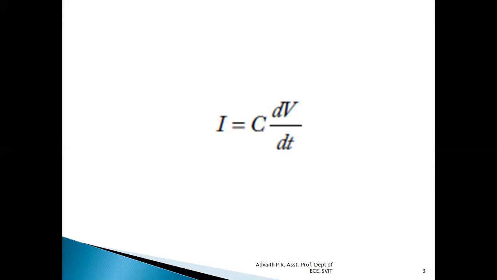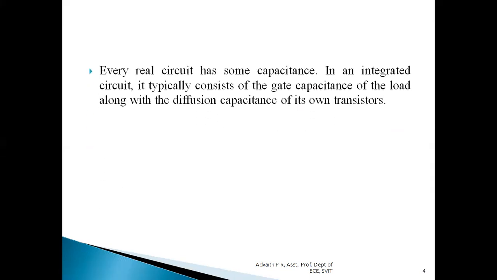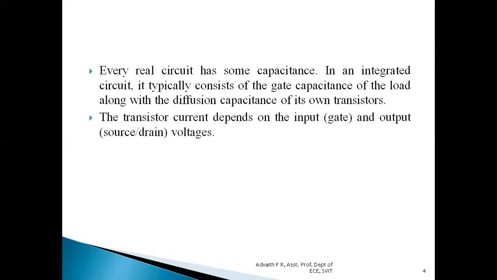I is equal to C into dV by dt, where I is the current, C is the capacitance, and dV by dt is the change of voltage with respect to time. Every real circuit has some capacitance. In an integrated circuit, it typically consists of the gate capacitance of the load along with the diffusion capacitance of its own transistors. The transistor current also depends on the input and output voltages.